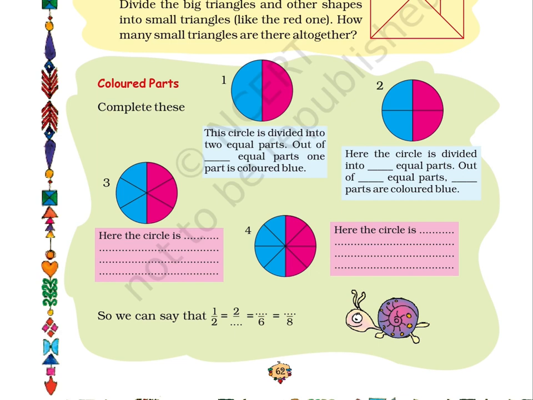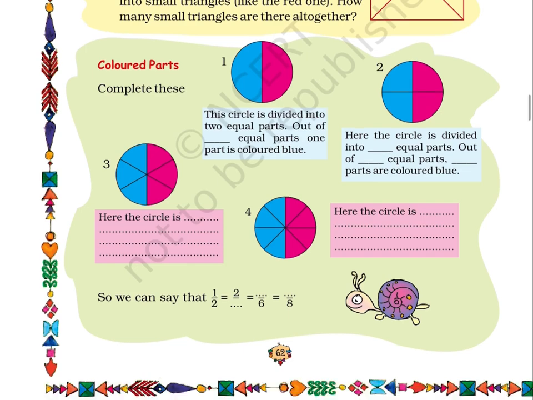3. Here the circle is blank. 4. Here the circle is blank. So we can say that 1 by 2 is equal to 2 by blank is equal to blank by 6 is equal to blank by 8.